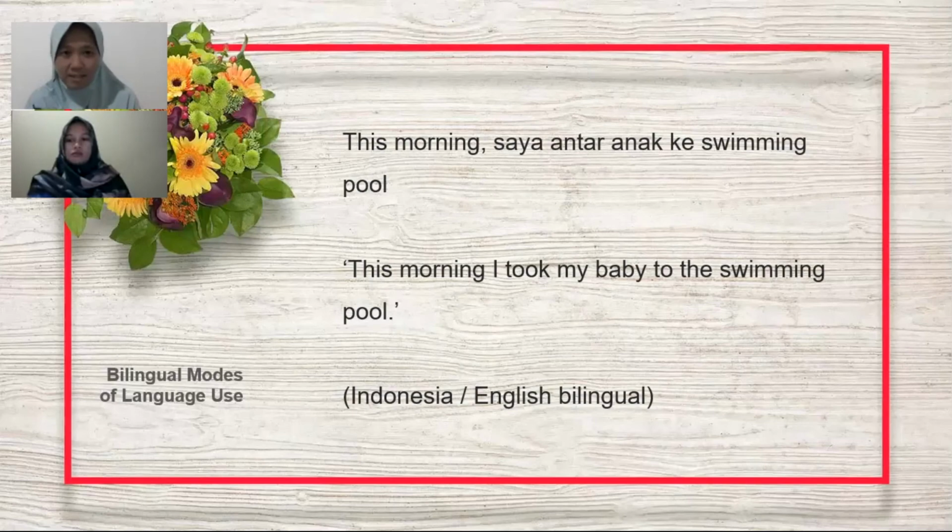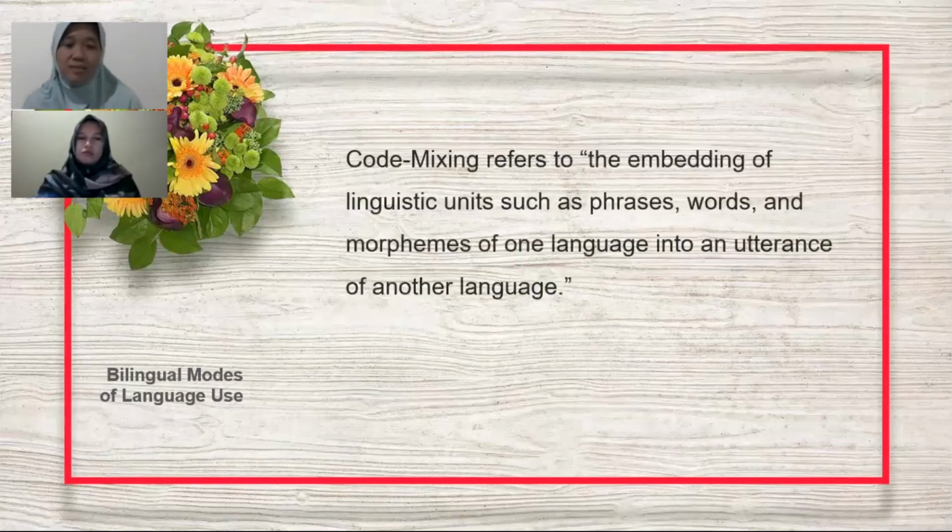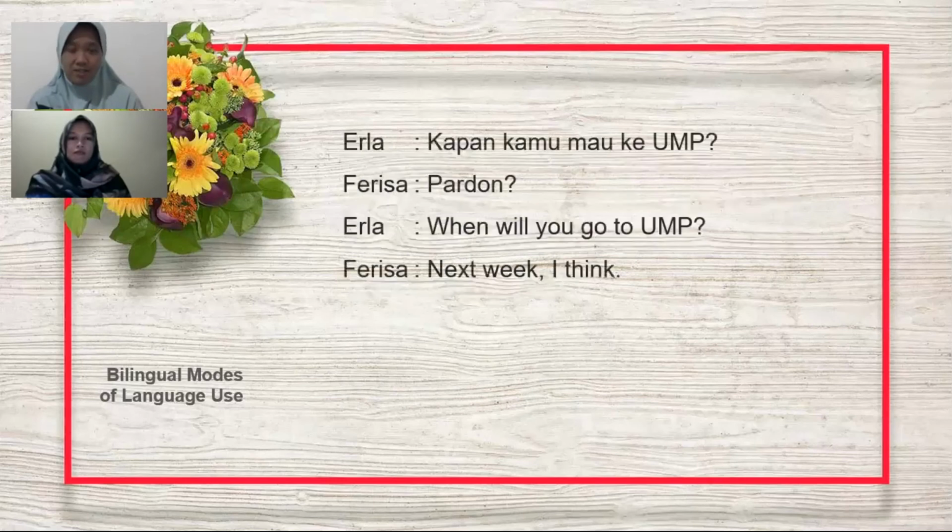Okay, next, about code mixing. Code mixing refers to the embedding of linguistic units, such as phrases, words, and morphemes of one language into an utterance of another language. Here is the example.